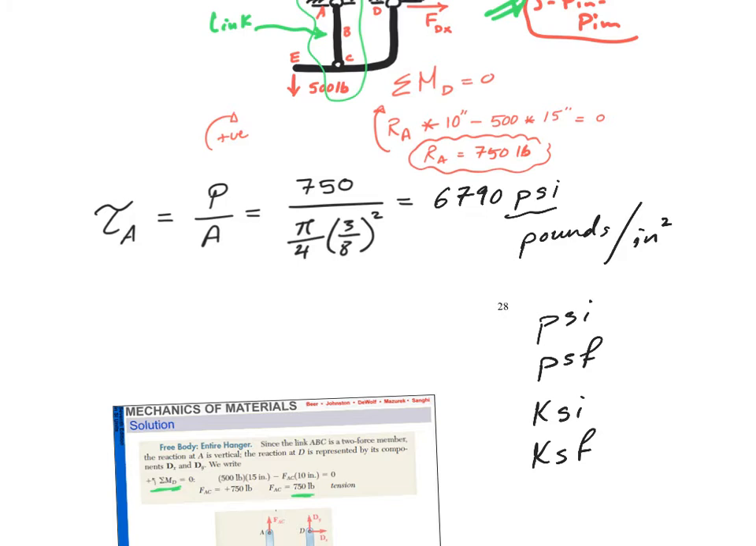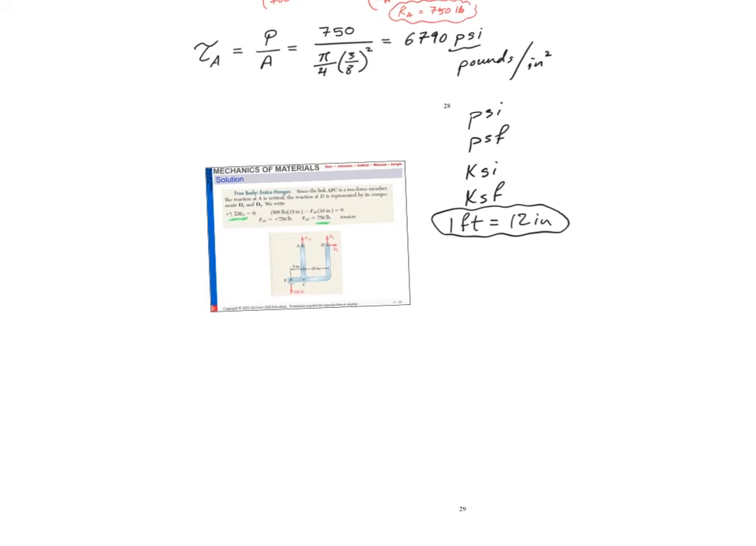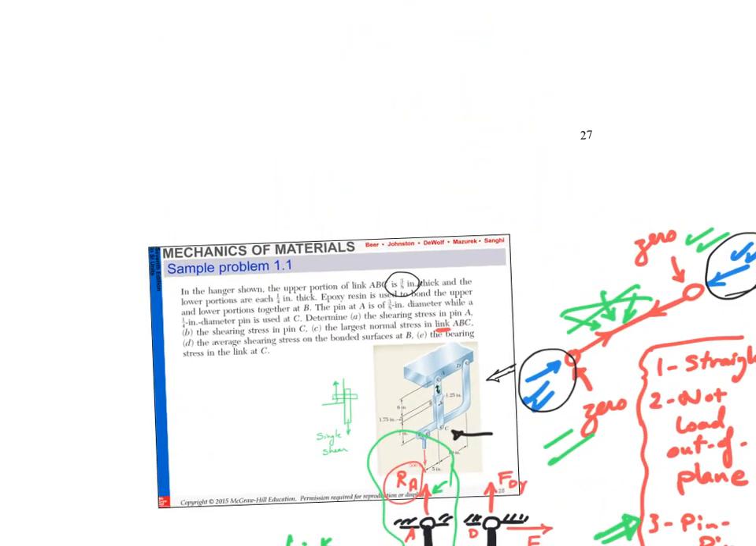Foot is how many inches? 1 foot equals 12 inches. Okay? These are basic things that I don't need to give you in the exam. How many inches is a foot? It is 12 inches. Okay? Now, the next question is find the shearing stress in pin C.